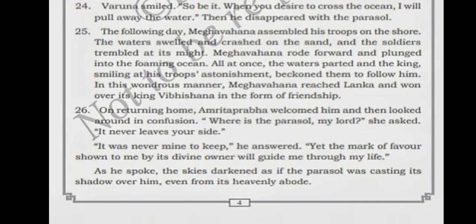"Yet the mark of favor shown to me by its divine owner will guide me through my life." So the owner, that means Varuna, will be helping me. As he spoke, the skies darkened as if the parasol was casting its shadow over him, even from its heavenly abode. So when he said this, the sky was fully darkened to give shade to Meghavahana.